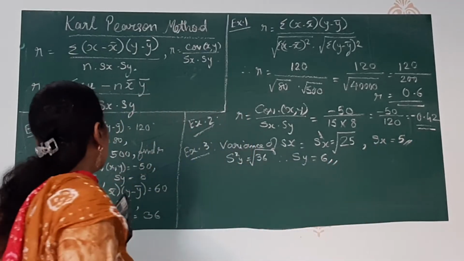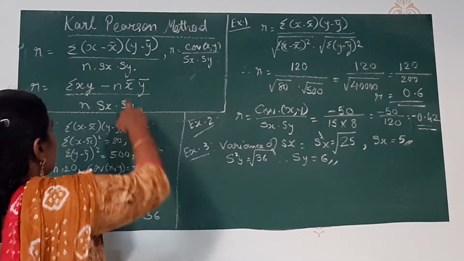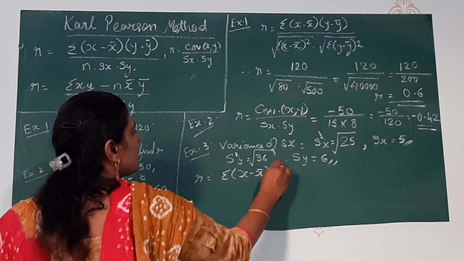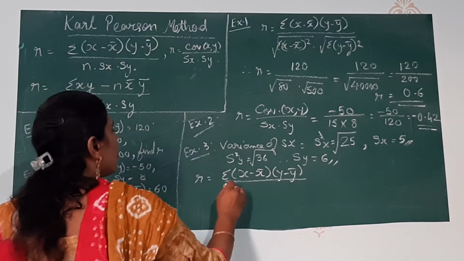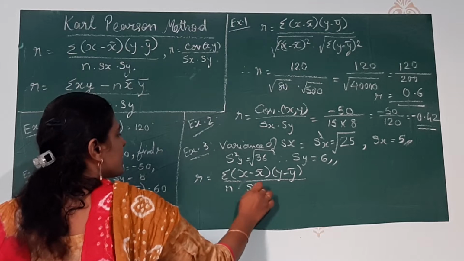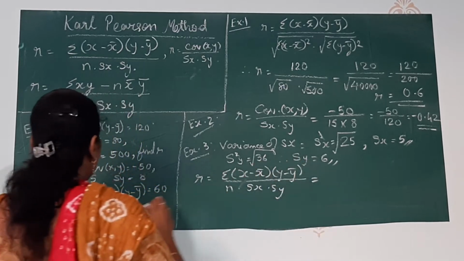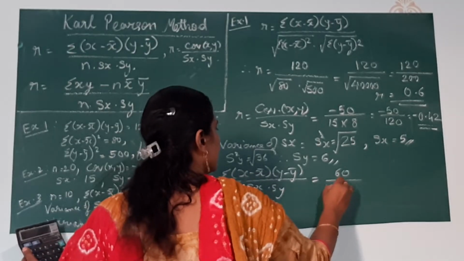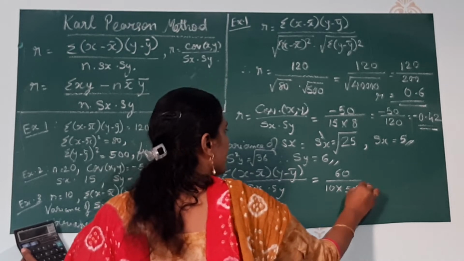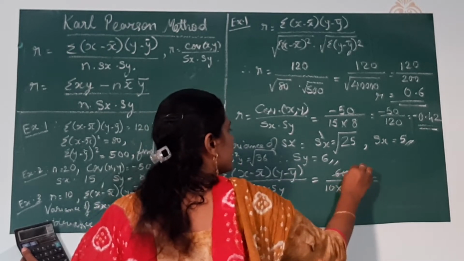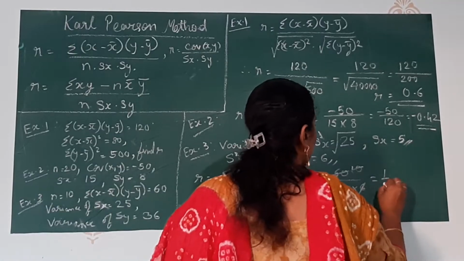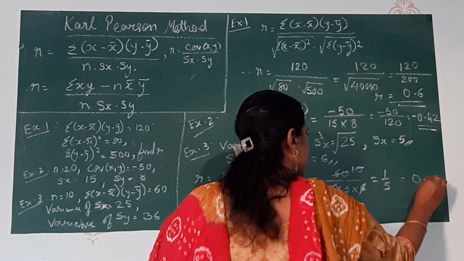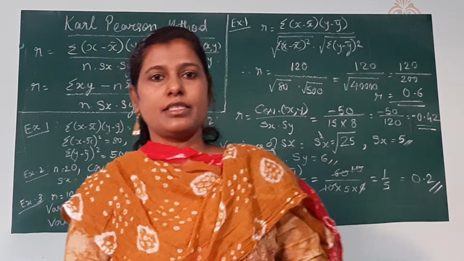Now sx and sy we got. Now we have the first formula, that is this one: r equals sigma (x minus x mean) into (y minus y mean) upon n into sx into sy. Put in the values. Sigma is 60, n is 10 into sx 5, sy 6. That is 6, the 10s are eliminated, 1 upon 5. 1 divided by 5, we will have 0.2. This is our value of r. Okay, we'll continue.